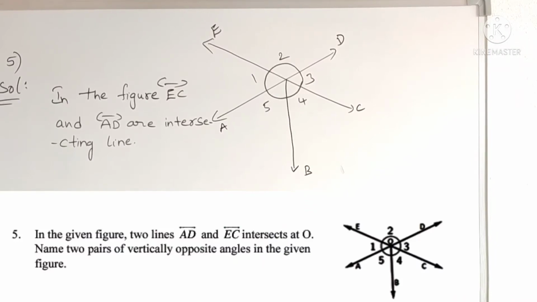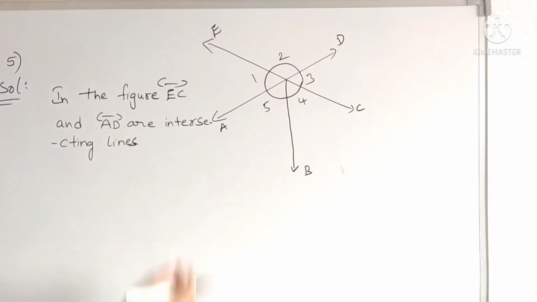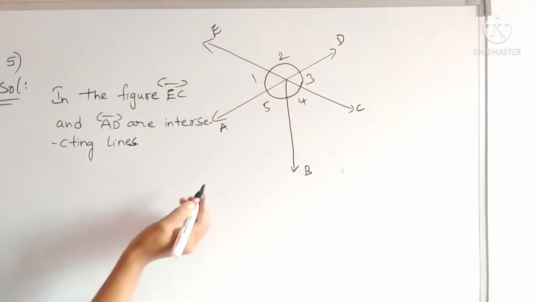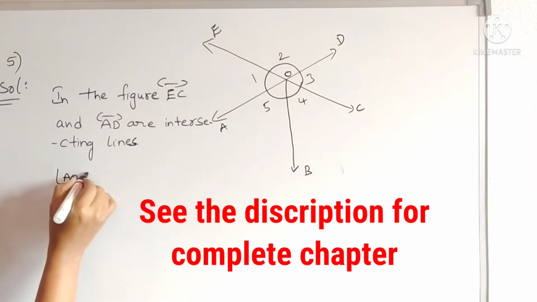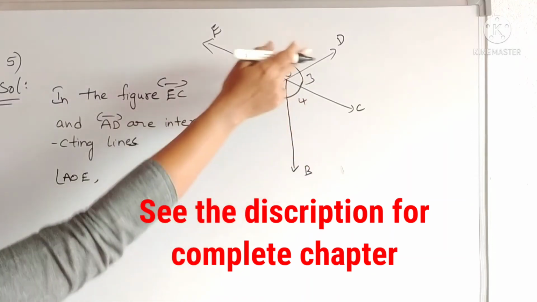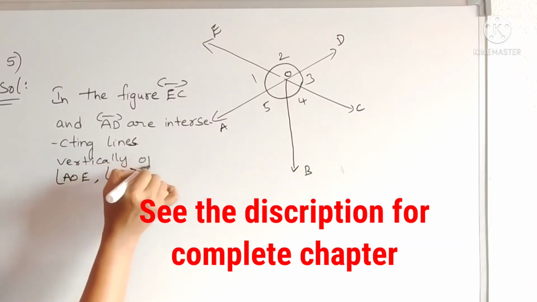Fifth problem. In the given figure, two lines AD and EC intersect at O. Name two pairs of vertically opposite angles in the given figure. Here, the numbers are given just to confuse us. Actual numbers are not needed. See, in the given figure, EC and AD are intersecting lines. So, angle 1 and angle 3 are opposite. What is 1? A, this is O, AOE. And COD. These are vertically opposite angles. First pair. Okay.